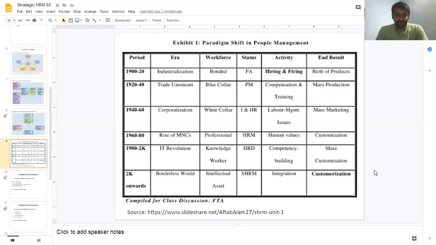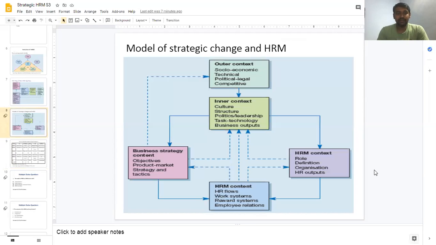So this is the important concept of paradigm shift of people management, from traditional bonded labor to intellectual asset, or SHRM. The same thing is depicted in this particular picture, the model of strategy change in HRM. See here, in the normal HRM scenario, we come across socio-economic factors, technical factors, political factors, and legal factors in an organization. This is the outer layer.